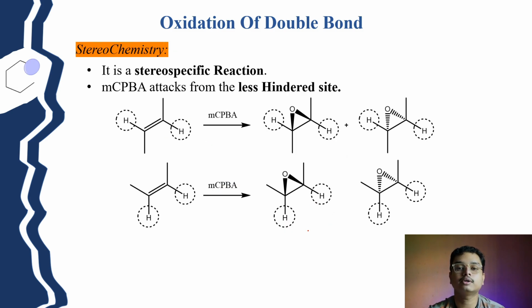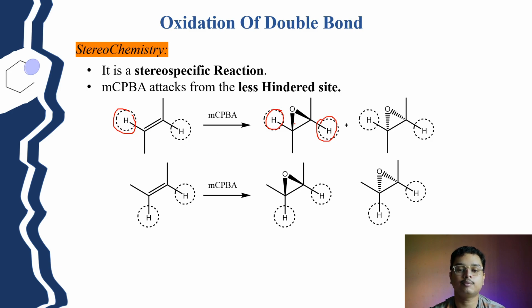Now let us talk about the stereochemistry. The mCPBA-based epoxidation is a stereospecific reaction where mCPBA attacks from the less hindered site. So how is it stereospecific? As we know, stereospecific means the initial hydrogens are present here in trans. After product formation, the hydrogens are actually in a trans manner.